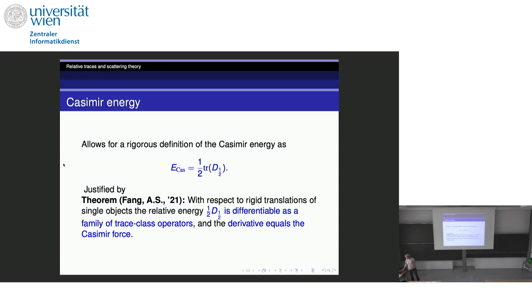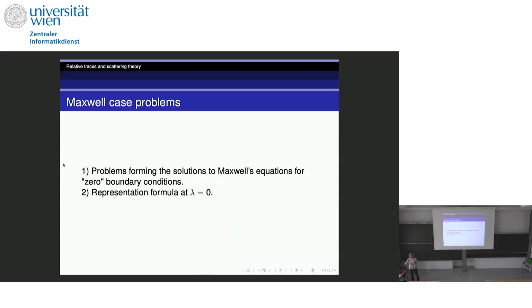So I promised you that we would go back to the Maxwell system, right? You've seen that there's a relative trace formula. The trace formula works in any dimension. It's for the Dirichlet Laplacian. But the Maxwell case is a bit trickier. There are problems forming the solutions to Maxwell's equations for these so-called zero boundary conditions or relative boundary conditions. You also have a problem about what the representation formula means at lambda equals 0. So at lambda equals 0, what does it even mean to be a system?